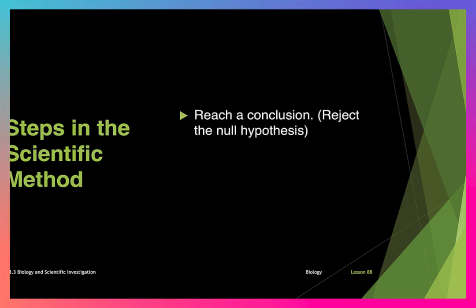After you look at the changes in the dependent variable when you change the independent variable, you reach a conclusion. The way the scientific method is set up, you want to reject what's called the null hypothesis, which is where you take your hypothesis and state it in a negative manner, such that you say, this is not the reason for this change. Then you develop enough evidence that you can reject that null hypothesis.